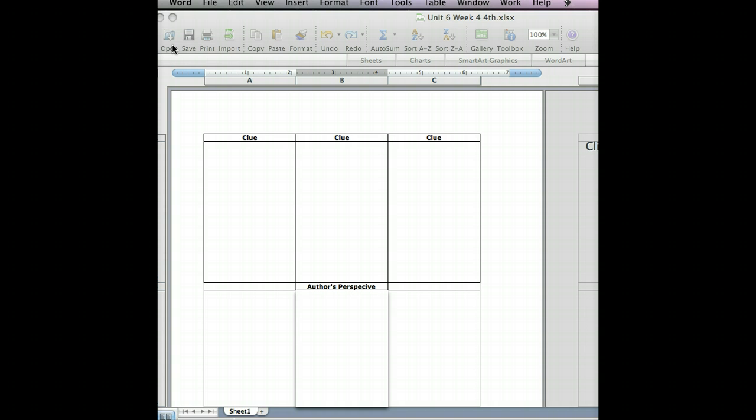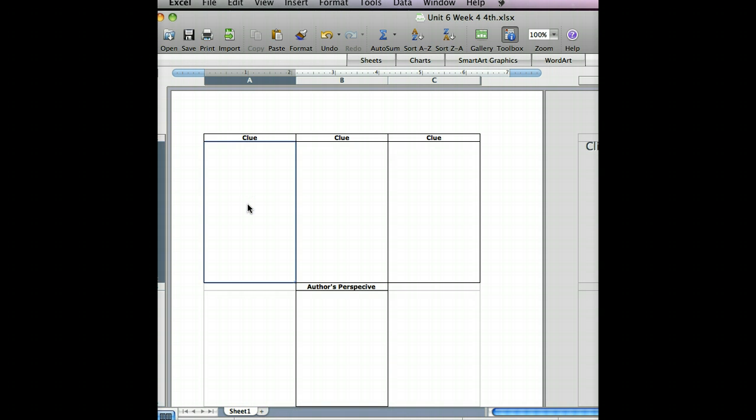Okay, now we're going to start filling out this author's perspective chart, but before we can fill in a clue, what special talent does the author think Orv and Will had? Look on page 736 to give you those clues. What special talents does the author think Orv and Will had?